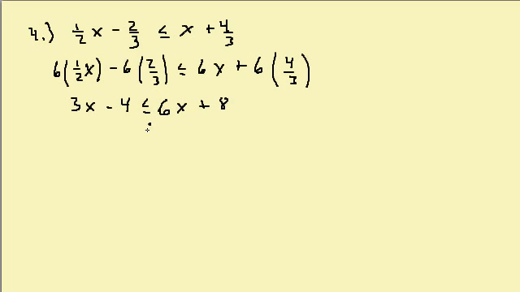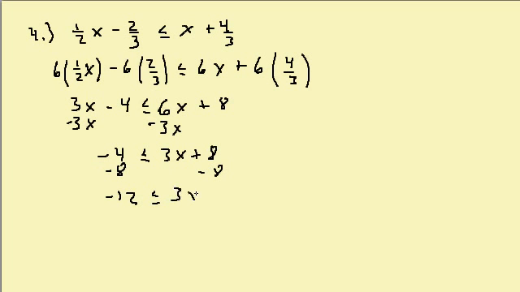So I'm going to subtract 3x from both sides. So that gives me negative 4 less than or equal to 3x plus 8. Then I subtract 8 from both sides. So I get negative 12 less than or equal to 3x. Divide both sides by 3. So I get negative 4 is less than or equal to x.